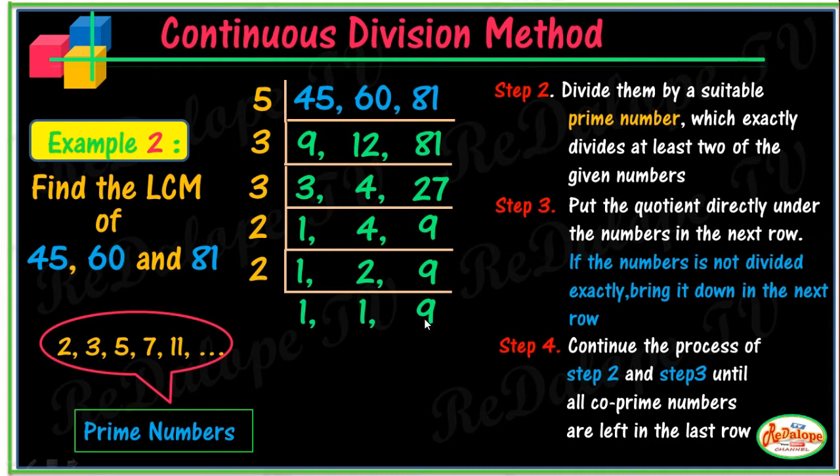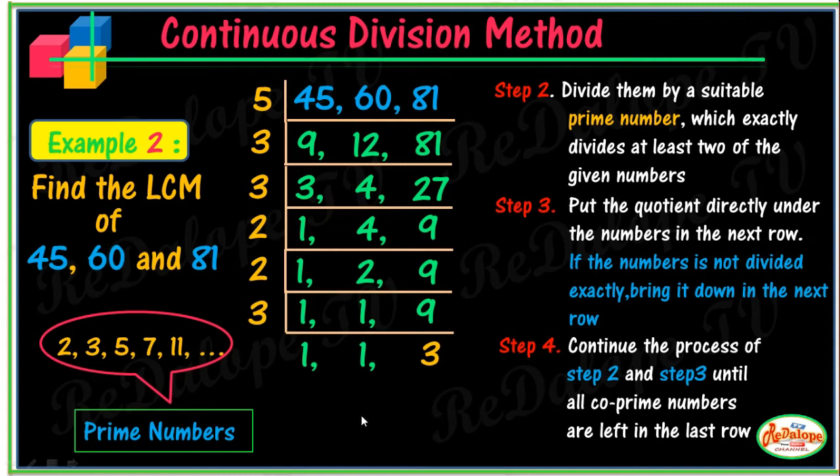So we have 9. Now 1, 1, 9 is not yet co-prime, since 9 is not a prime number. Okay, so we'll divide 9 by the next prime number, which is 3. 1 divided by 3 cannot be, so bring it down here. 1 divided by 3, kokopyahin lang natin dito sa baba. 9 divided by 3 is equal to 3. Now, mapapansin natin na ang 1, 1, 3 are all co-prime numbers now.